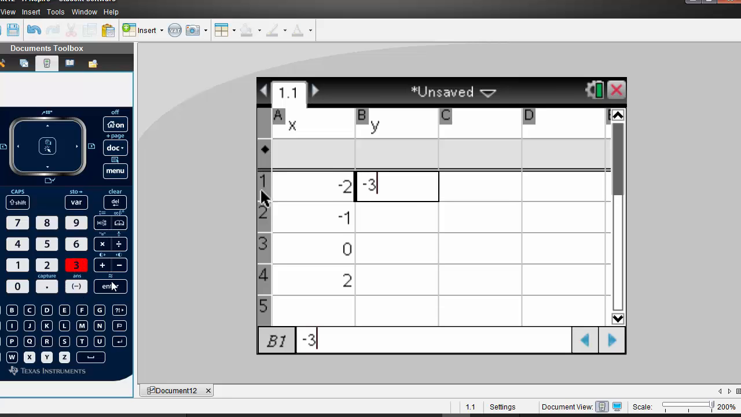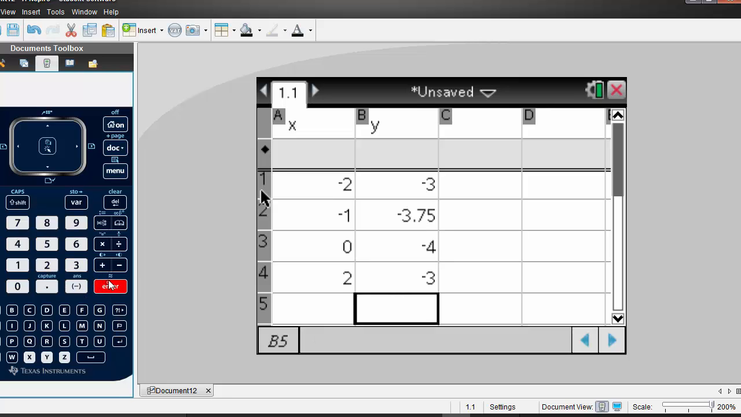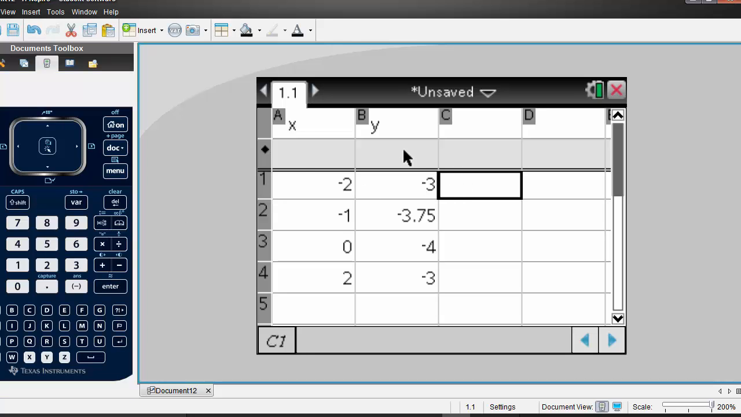So -3, -3.75, -4, and -3. They told me in the question that this is a quadratic function. It makes a parabola. Your calculator can model this as a quadratic function if you give it the right commands.